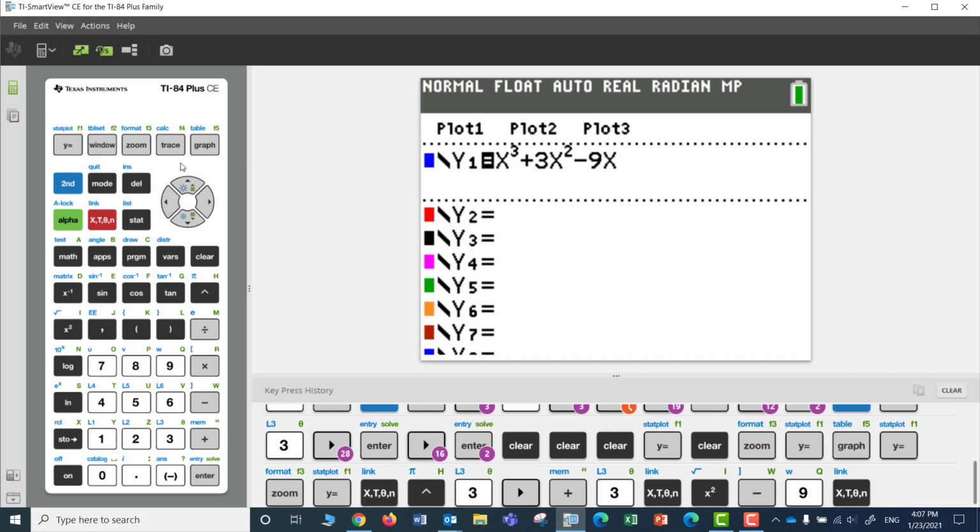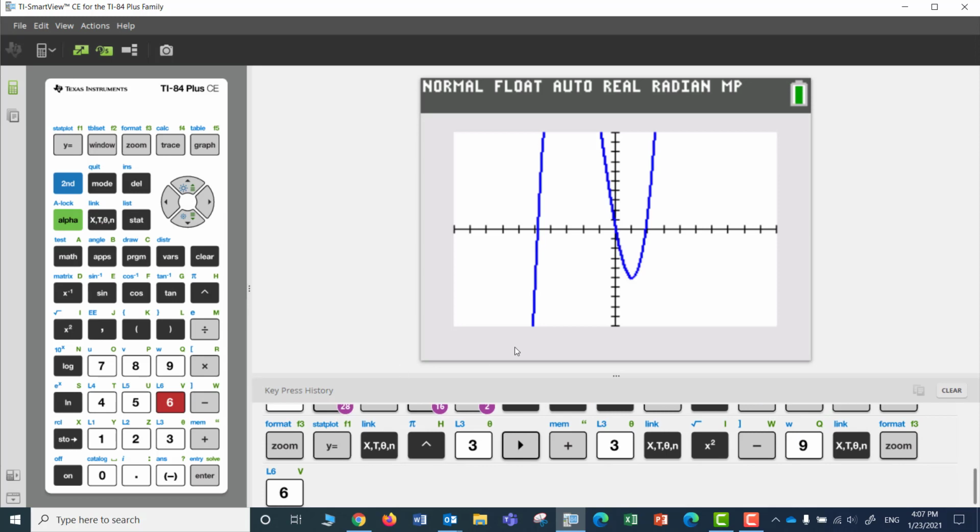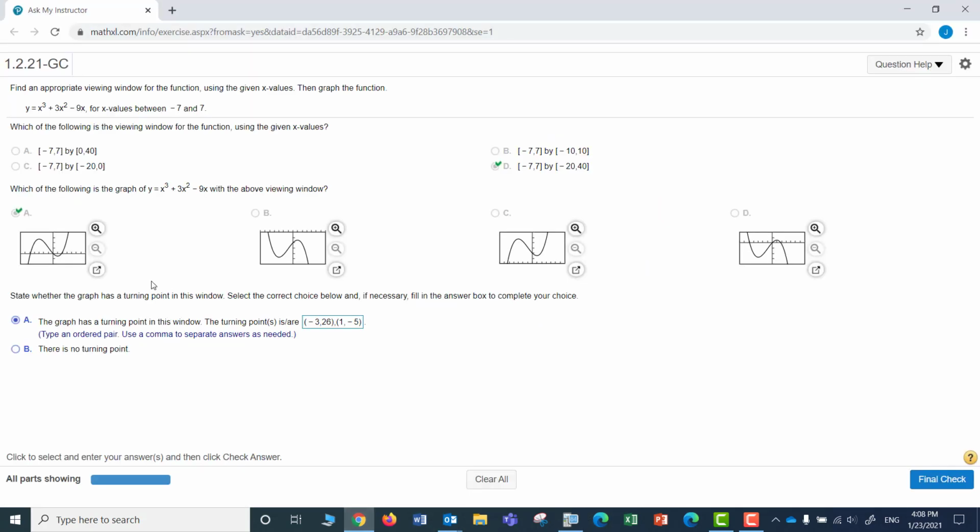Once you input the function, to see the graph you can do Zoom 6. What it does is the calculator shows you the graph in a so-called standard window, -10 to 10 for x values, and for y values also from -10 to 10. But our question has a particular viewing window.